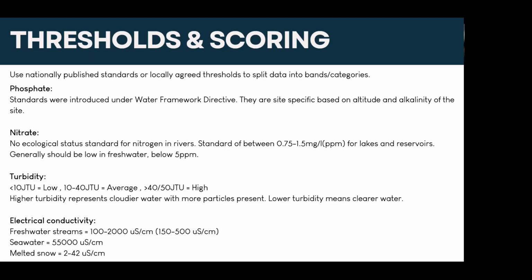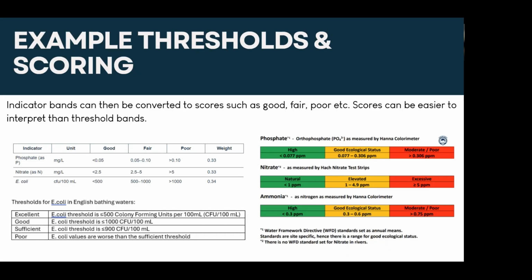Then obviously we identify any sites that are generally above rather than below that range, and we earmark them for further monitoring. And then once you've got these thresholds, you can then convert them into scores. So this is where you get the good, fair, poor. So this again just makes it one step easier to try and interpret it.